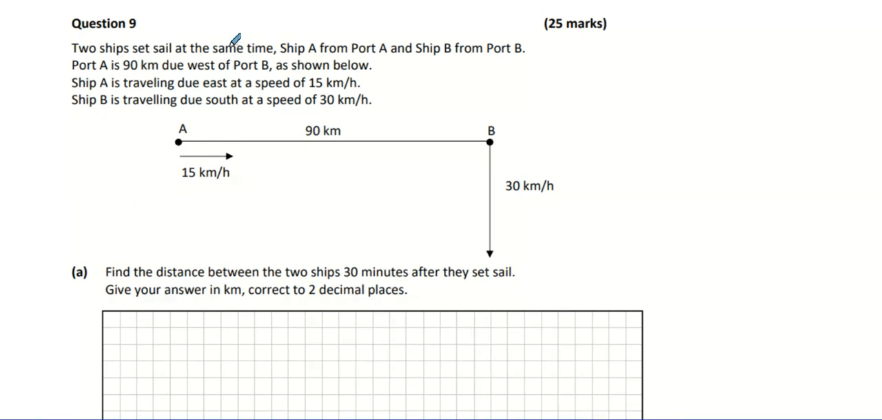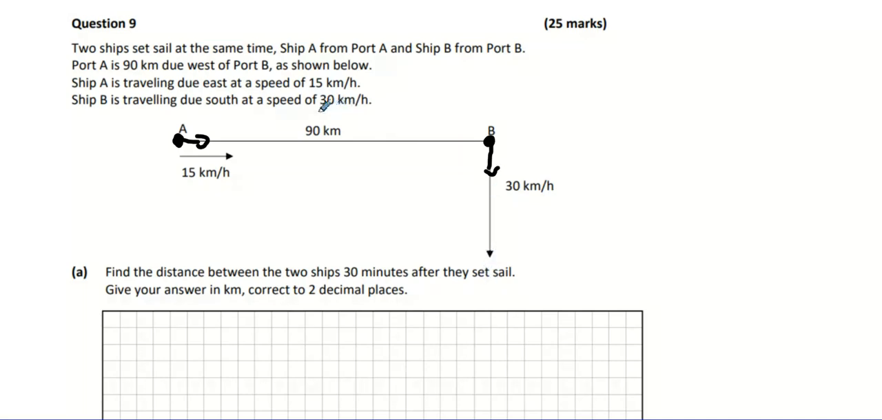Two ships set sail at the same time. So that's A, which is going due east at 15 kilometers an hour, and B, which is going south at 30 kilometers an hour. So they're both moving away. A is moving towards B, but then B is also moving downwards at the same time.